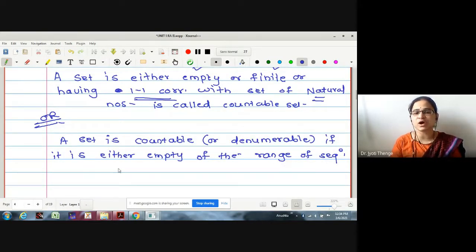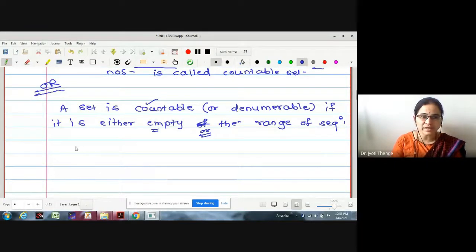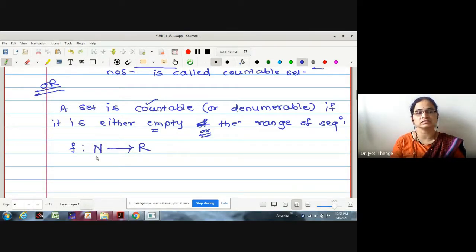Range of a sequence means what? No doubt they have made it clear that empty is countable. The second condition imposed is empty or the range of a sequence. Now we know there are two types of sequences, finite sequence and infinite sequence. What about the finite sequence? No doubt sequence itself is a function, where the domain, if it is a finite sequence, should be a finite set, but in general we were writing this as N to R. Correct?